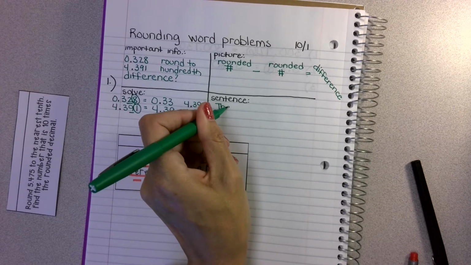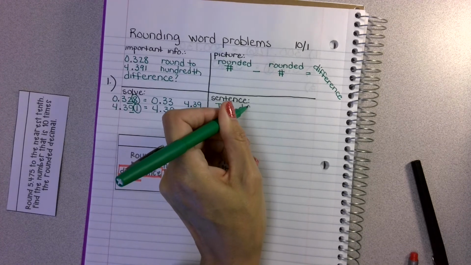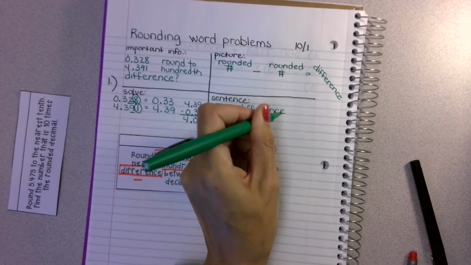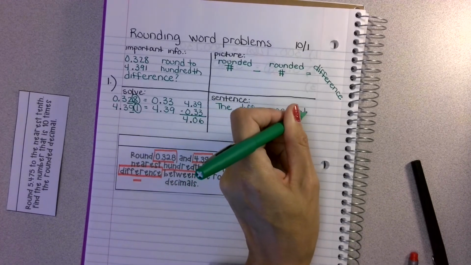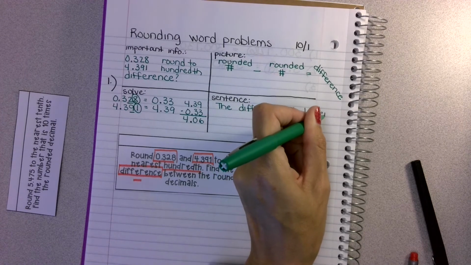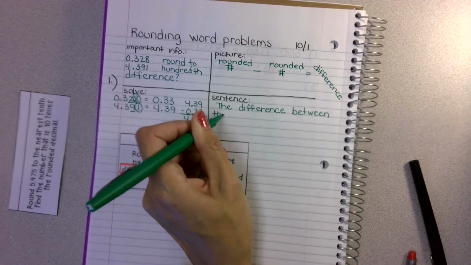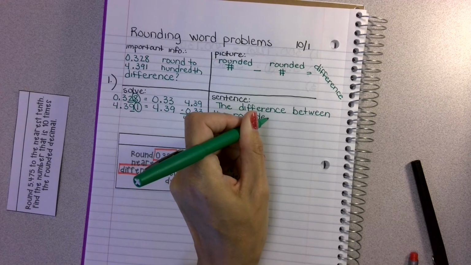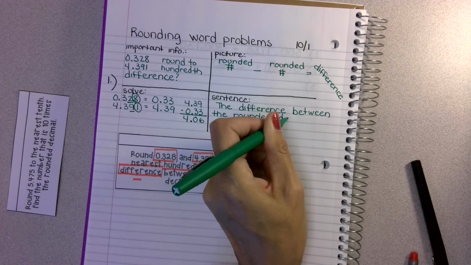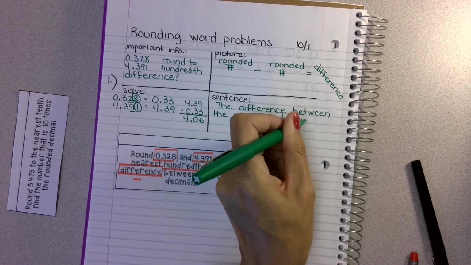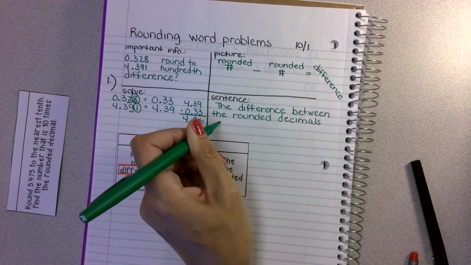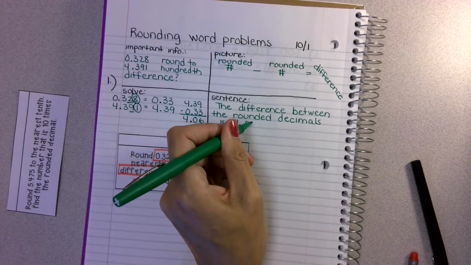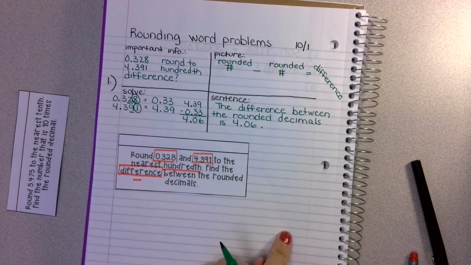The difference between the rounded decimals is 4 and 6 hundredths, period.